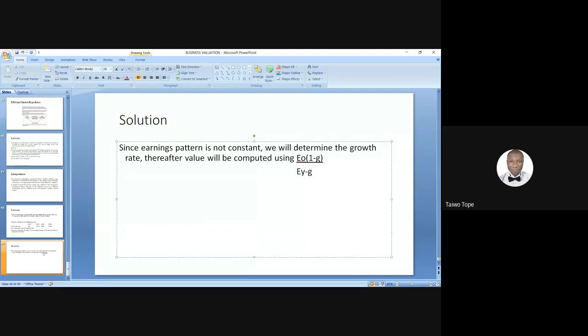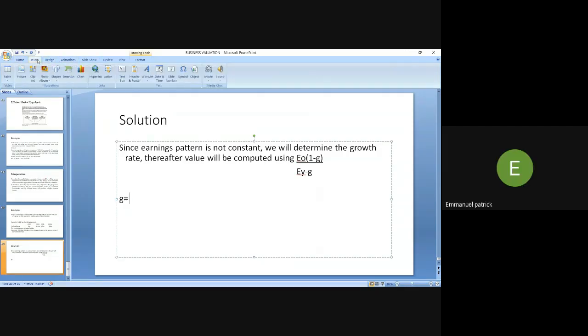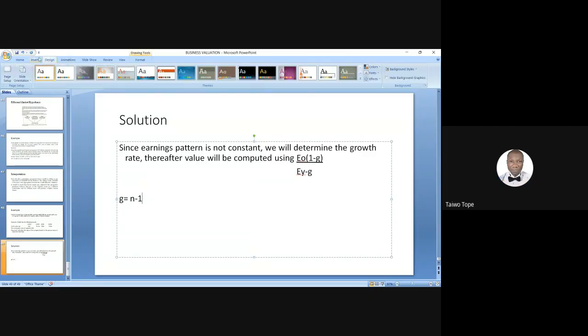We can use the square root approach, right? The growth rate will be equal to what? Equal to the square root, n minus 1. Yes, n minus 1. On this laptop I'm using today, I cannot get my symbols easily. So please, you understand that n minus 1, the square root of what? Latest dividend divided by base dividend.